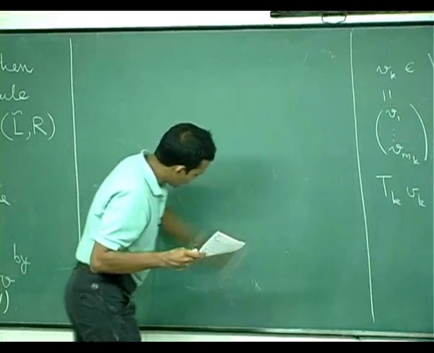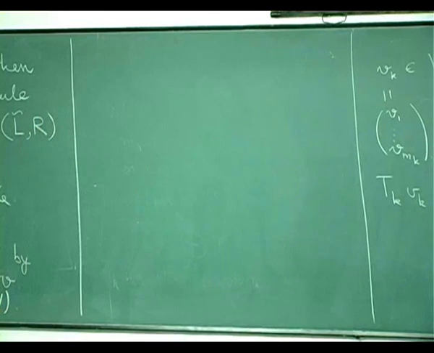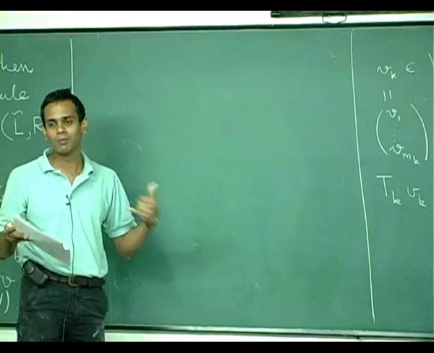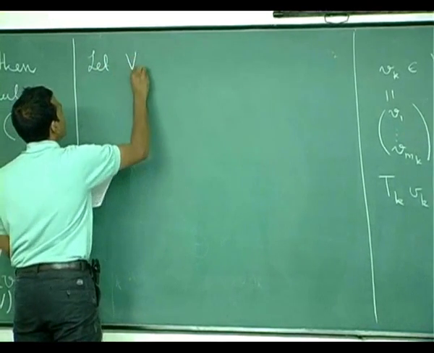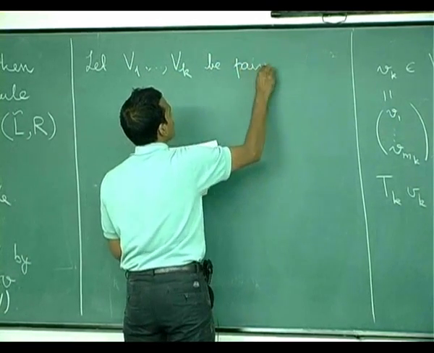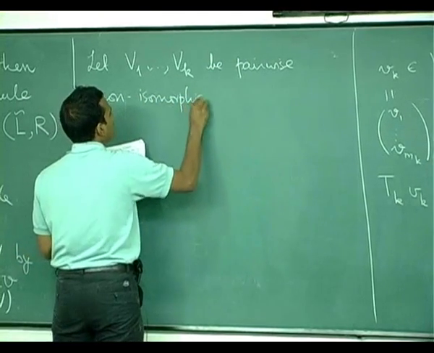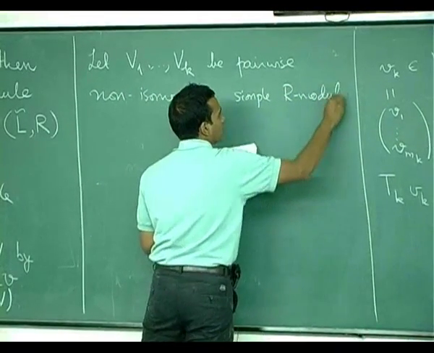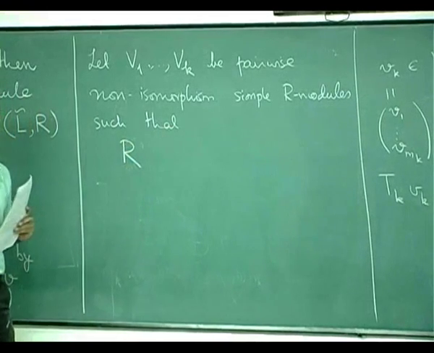But we know now that we can decompose R itself into a sum of simple R modules. We've assumed that R is semi-simple, so every R module decomposes into a sum of simples. In particular, the regular R module itself decomposes. So if we let V_1 up to V_k be pairwise non-isomorphic simple R modules such that, now this R itself viewed as an R module.